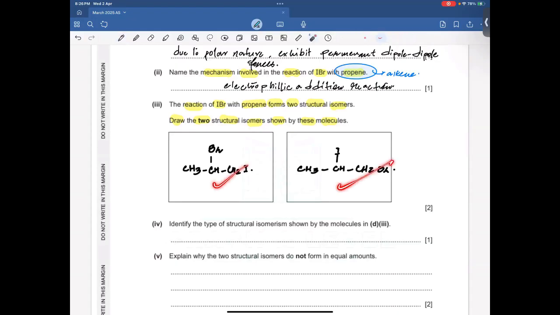You can write these structures in skeletal structures also, all right? In terms of skeletal structure, how can we write these structures? CH3, CHBr, this is CH2, and this is I. CH3, CHI, this is CH2, and this is Br. All right, I hope it makes sense to you. Identify the types of structural isomerism shown by these molecules. Since the position of the functional group is changing, both of them are positional isomers of each other.